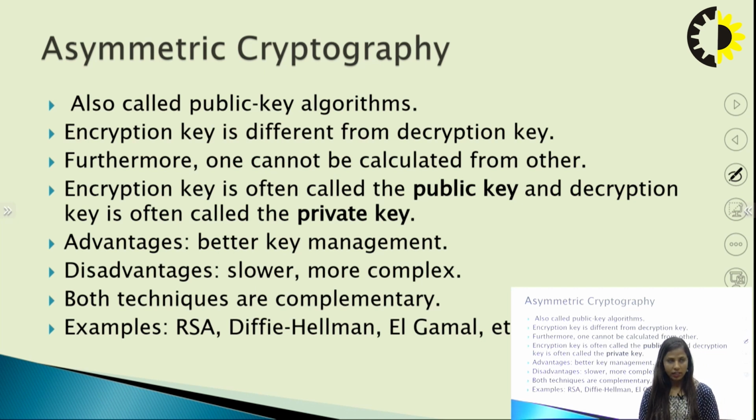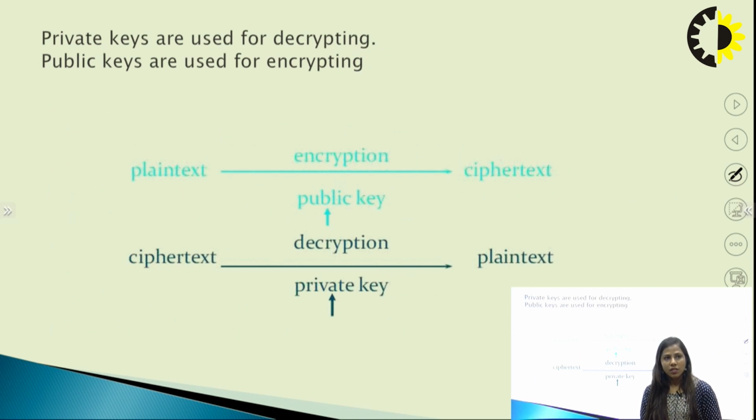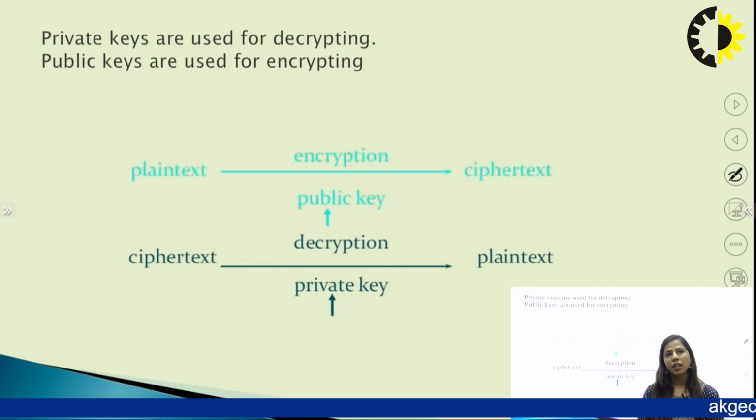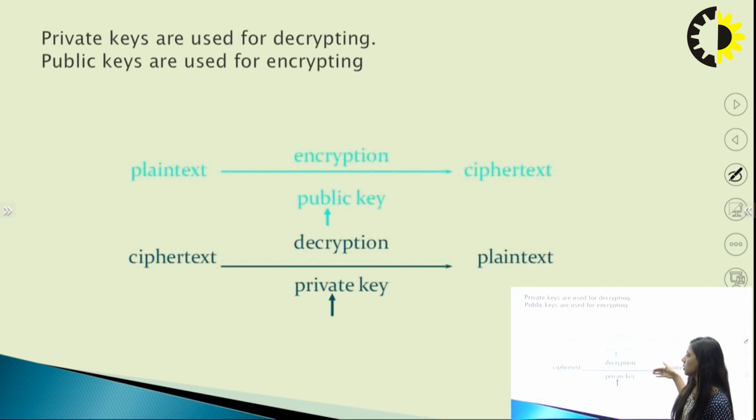Let's discuss that. In asymmetric cryptography, we use private keys and public keys. We use the private key for decrypting and the public key for encrypting. In asymmetric cryptography we use two keys, that's why it is called asymmetric. In the symmetric case, we use only one key. So over here we use two keys: for decrypting, the private key, and for encrypting, the public key.